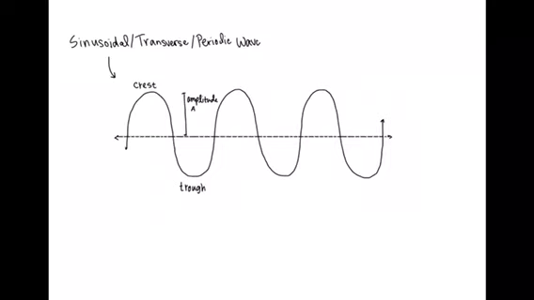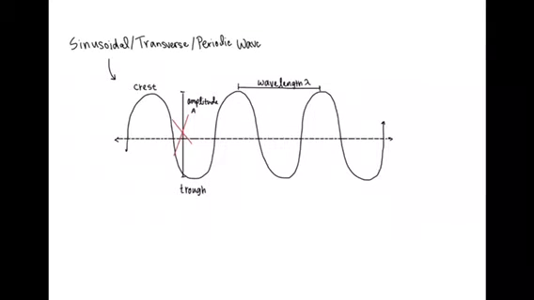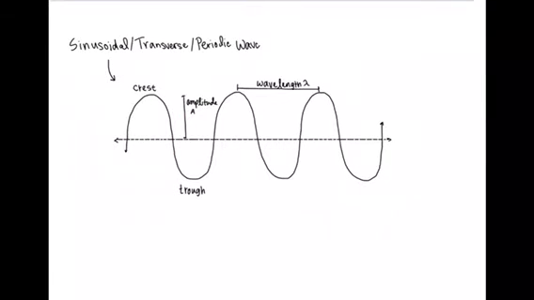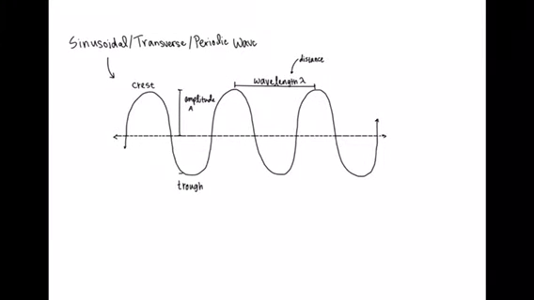The distance between the center line and the crest, or the center line and the trough, is called the amplitude. Remember that the amplitude is not the distance from the crest to trough, it's just center to crest or center to trough. And then we've got the wavelength, which is the distance from crest to crest or trough to trough, or any two equal points on the wave, and we represent that by the Greek letter lambda.